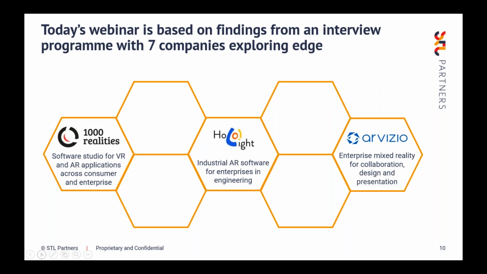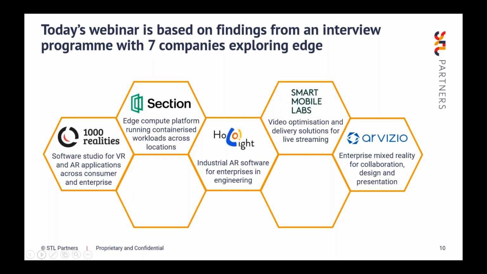So things like using AR for design and collaboration in design and engineering, and in some cases it's also in consumer applications too. We had a couple of companies who I would say are more in the application optimization or video optimization domain, pushing what's traditionally called CDN to the next level. So we have Section, who have an edge compute platform where they allow their customers who are developers to run workloads wherever makes sense for them.